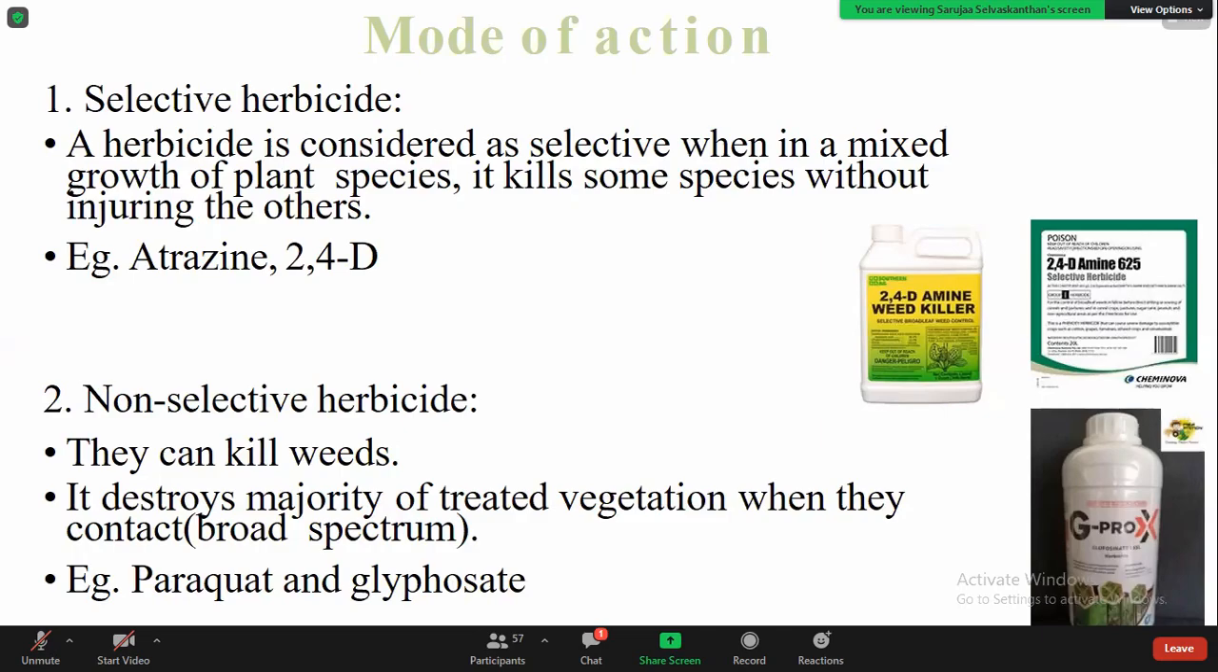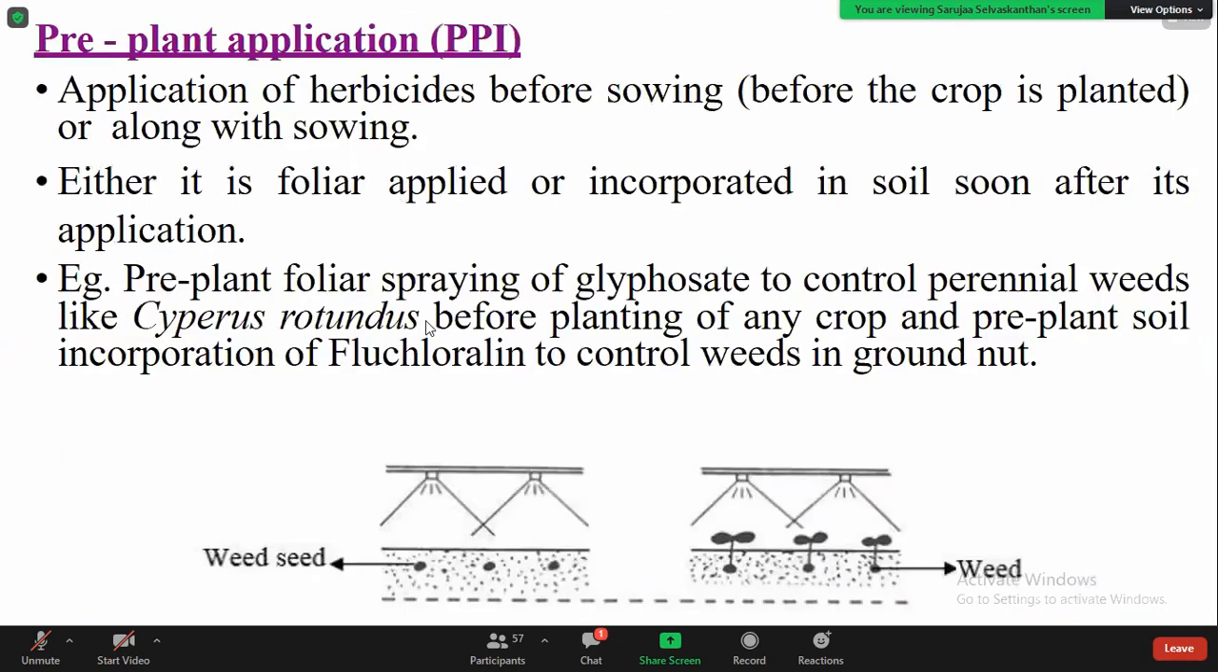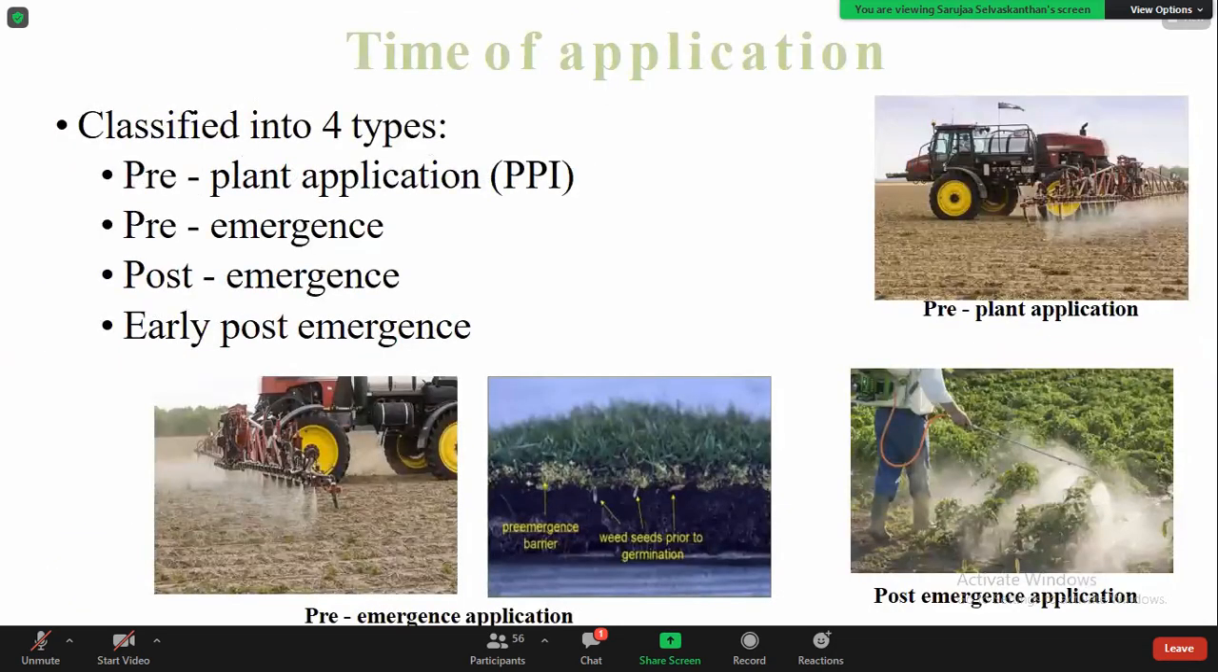One is time of application. It can be classified into 4 types: pre-plant application, pre-emergence, post-emergence, and early post-emergence. Pre-plant application is application of herbicides before sowing. Next, pre-emergence is application of herbicides before the crop or weed has emerged. Examples are soil application by spraying of atrazine.